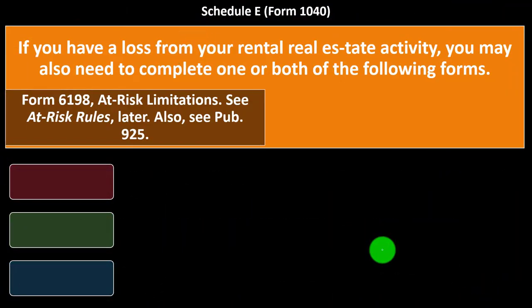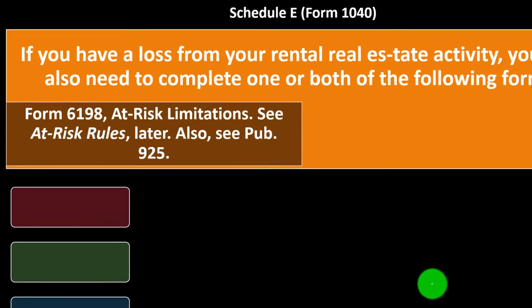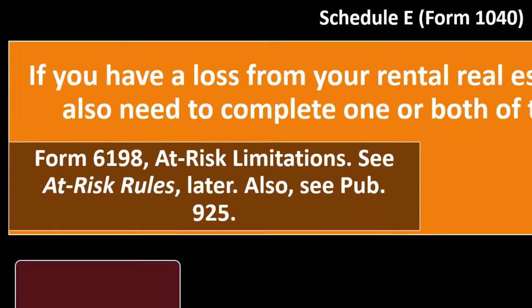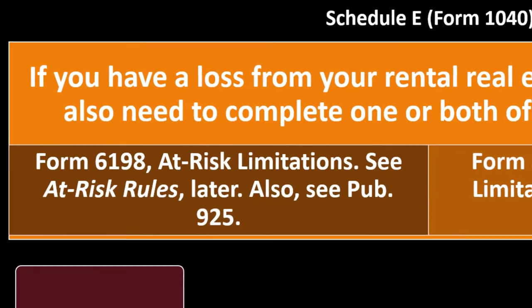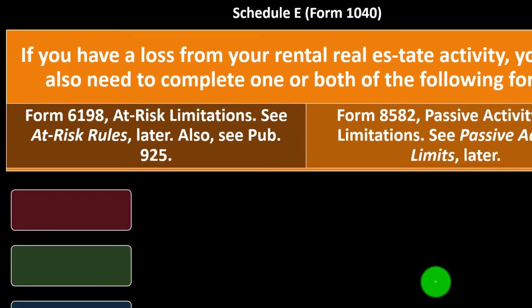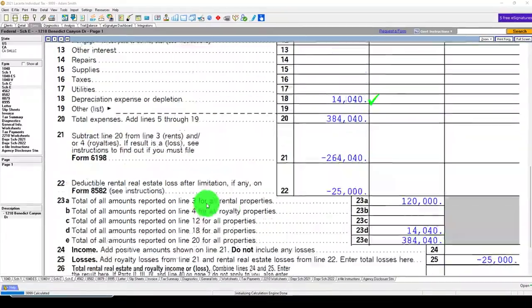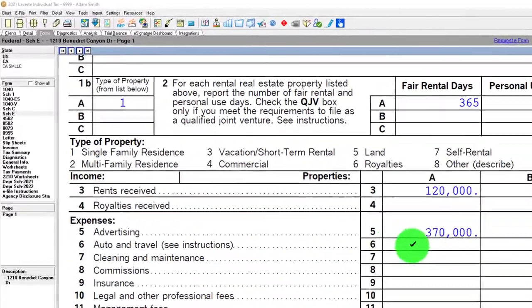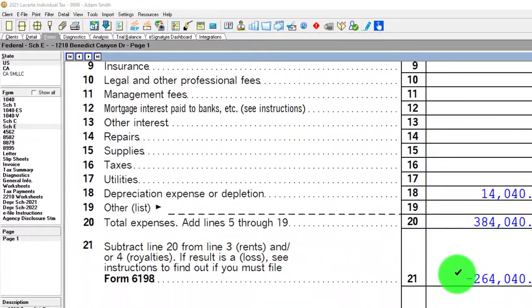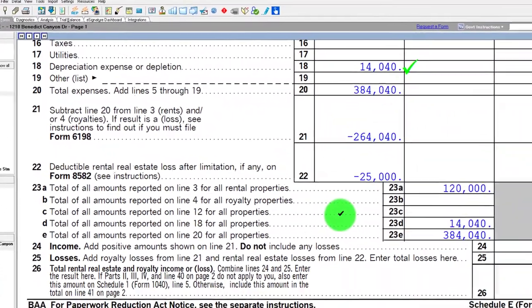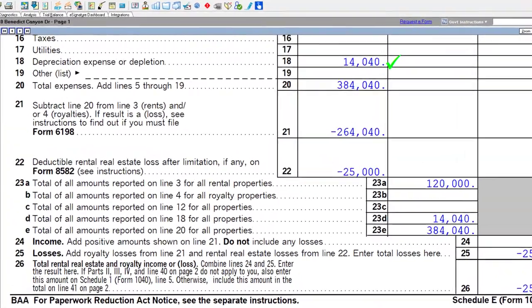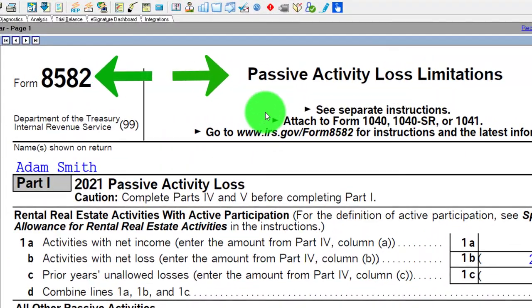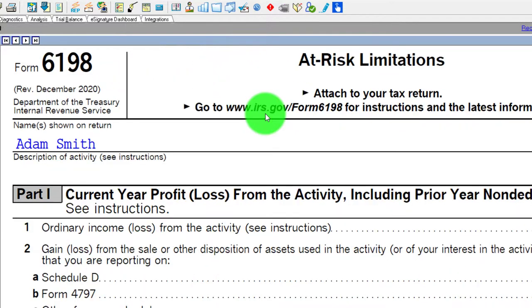Schedule E continued. If you have a loss from your rental real estate activity, you may also need to complete one or both of the following forms. Form 6198, at-risk limitations. See at-risk limitations later. Also see Publication 925. Form 8582, passive activity loss limitations. See passive activity loss limitations later. So if we jump on over to the Schedule E here, and we have a loss, a huge expense, then that's when the limitations might be applied to it. And you can look at some of these other schedules that could be applied, including the passive activity loss, Form 8582. And here's Form 6198, at-risk limitations.